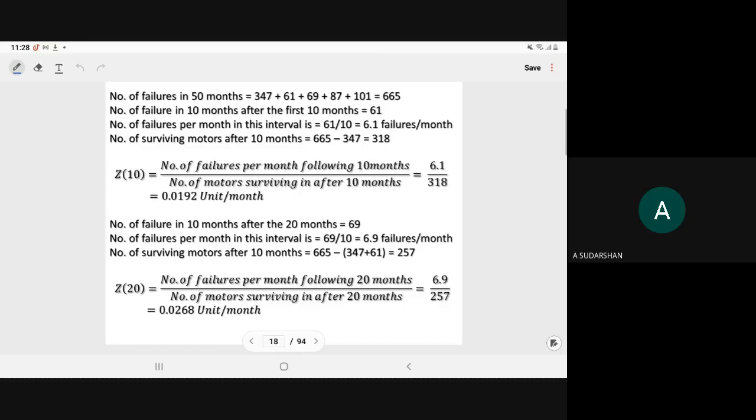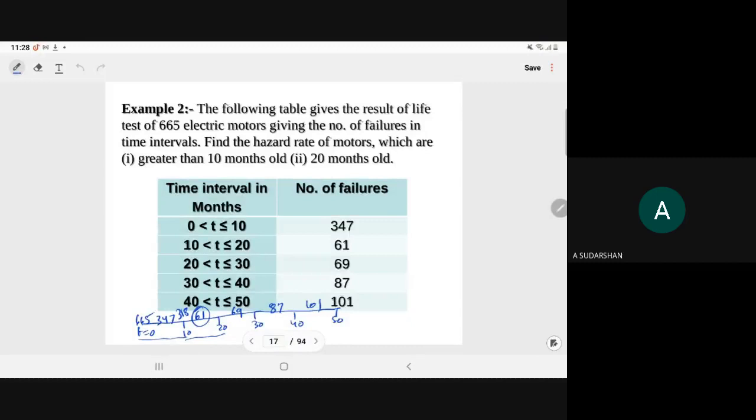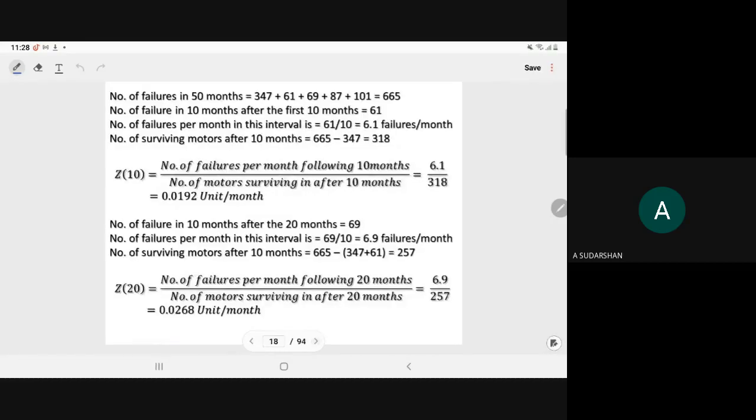Similarly, if you have to compute at t equal to 20, the number of failures in the 10 months after 20 months is given to you as 69. So the per month failure rate will become 6.9, and the total number surviving is equal to 665 minus the total number of failures during the 20 months. So 347 plus 61, and in total we have 257. It means at this time the remaining number is 257. The failure rate will become 6.9 upon 257. So in this way, we can compute the required failure rate.